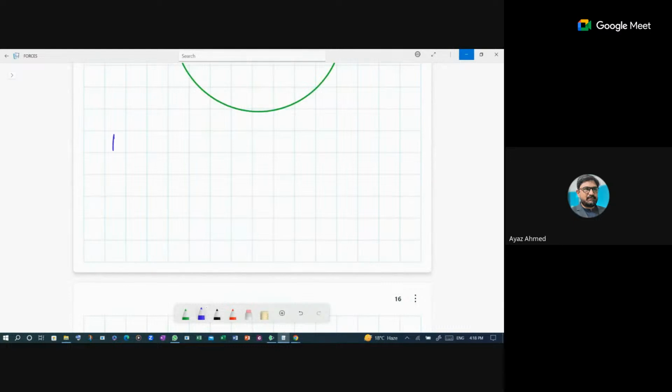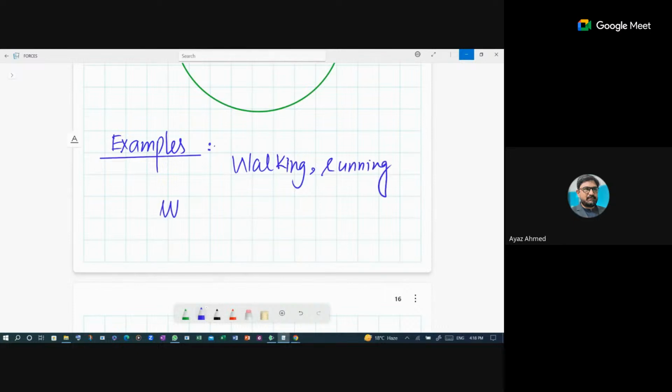There are so many examples of that. You can have a lot of examples, such as when we walk on the earth: walking, running, climbing, writing, etc. They all involve this action and reaction. Is it clear? Yes, sir.